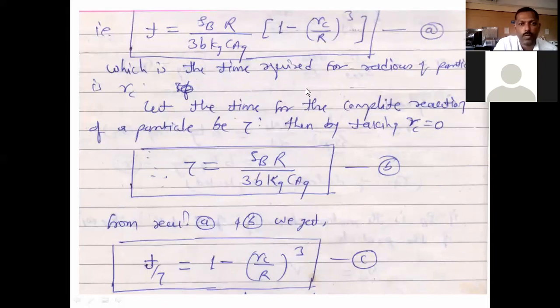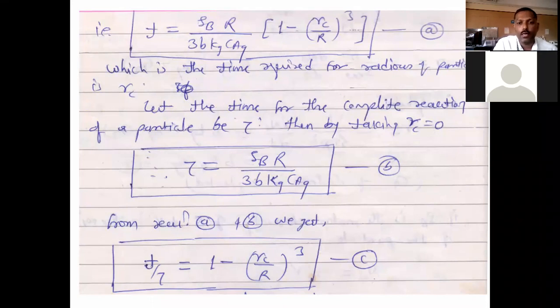So this equation is very important. This is t equal to rho_B into R upon 3b into k_g into C_Ag into 1 minus (R_c upon R)^3. Okay, so this equation A you must remember. It is very, very important, because this is the time required for the radius of the particle to change from R to R_c.